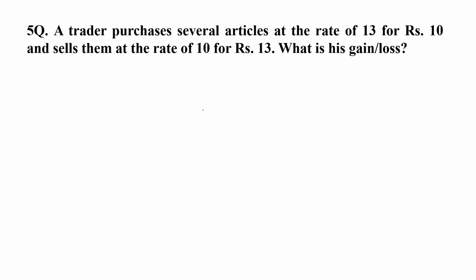So we see, first of all, we need some space. A trader purchases several articles at the rate of 13 for 10 rupees. First of all, what you have to do, you have to find the cost price of 1 unit. You know the cost price of 13 units is equal to 10 rupees.